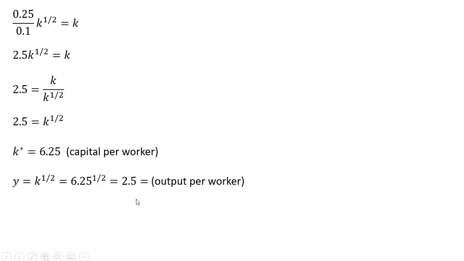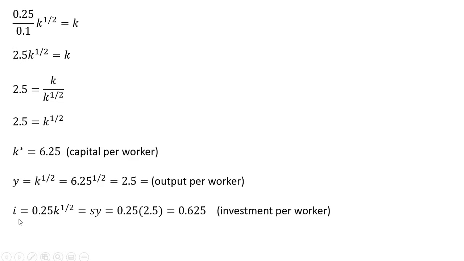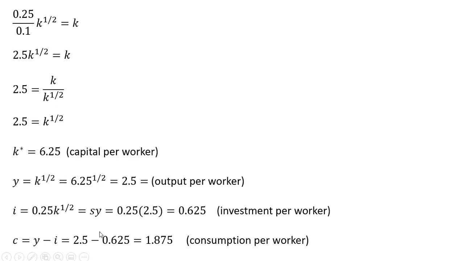and we'll see that output per worker in the steady state is 2.5. And investment in the steady state: here's our investment function, which also equals the saving rate times income. So 0.25 is the saving rate, we just found income at 2.5, and we have our investment per worker. And finally, consumption per worker is just going to be y minus i, and that equals 1.875.